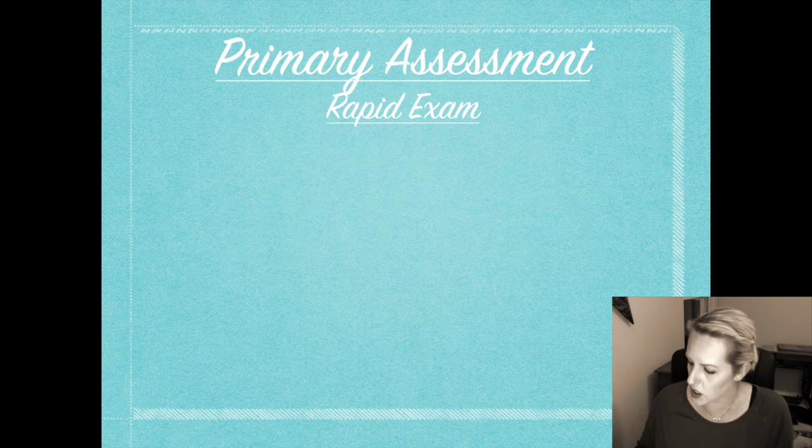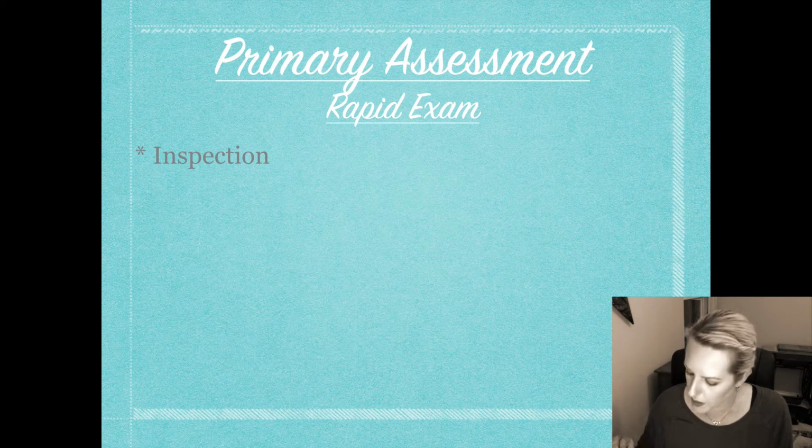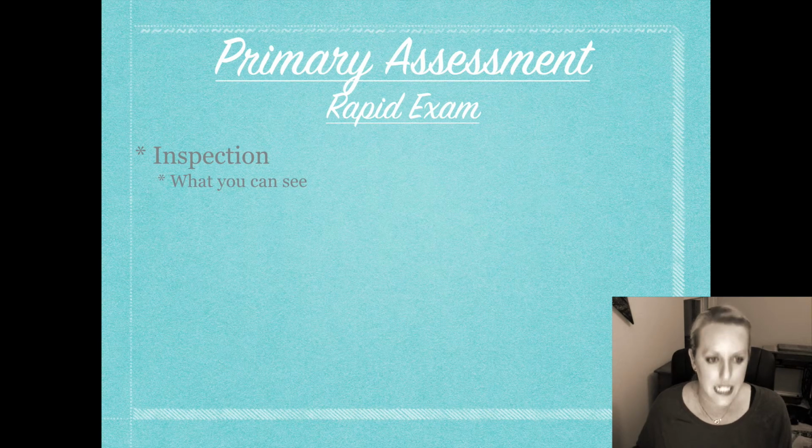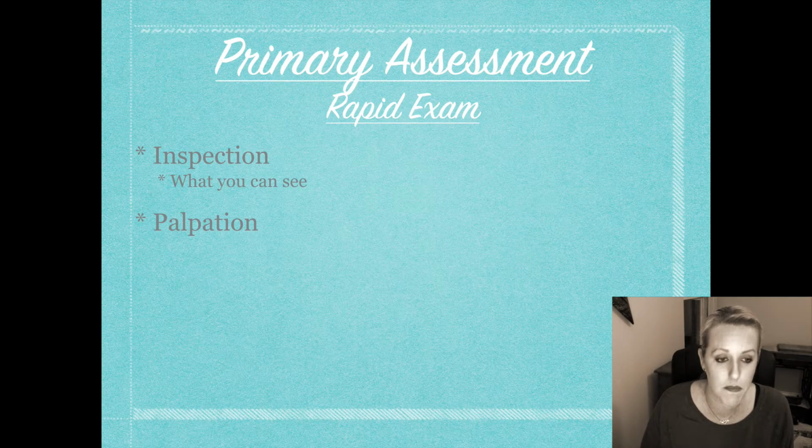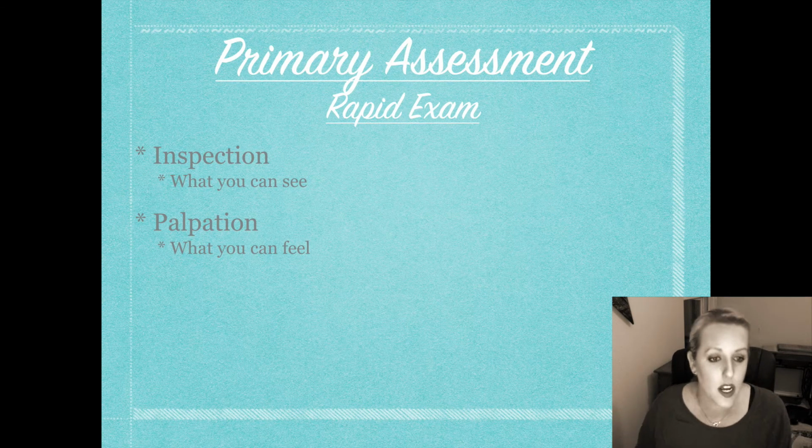So next is our rapid exam. So instead of just telling you how to do this, I actually have a video, but there are some things that we need to go over first. So the first one is inspection. This is simply just looking at your patient for abnormalities, for asymmetry, anything that may indicate a problem. So inspection is what you can see. Then there's palpation. Palpation involves actually touching, feeling, and moving these parts. Any bones, musculoskeletal, their head, their abdomen. So palpation is what you can feel.